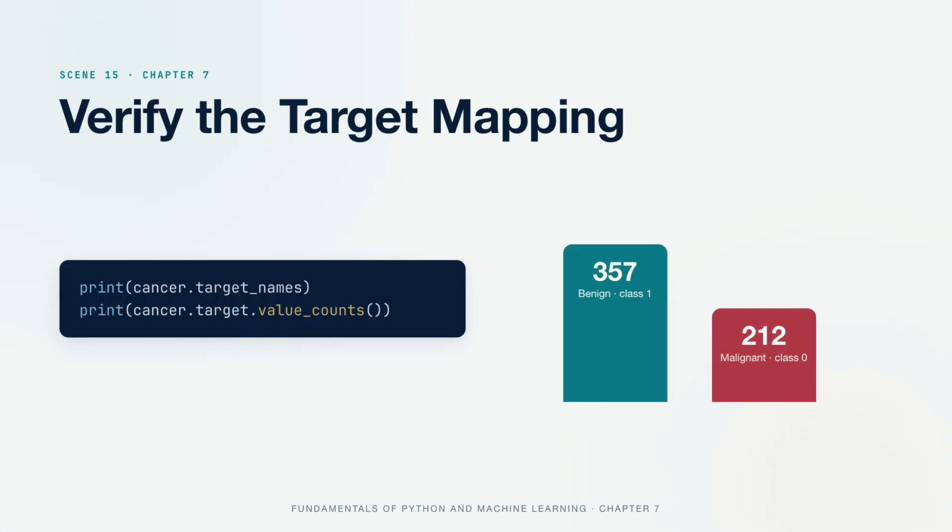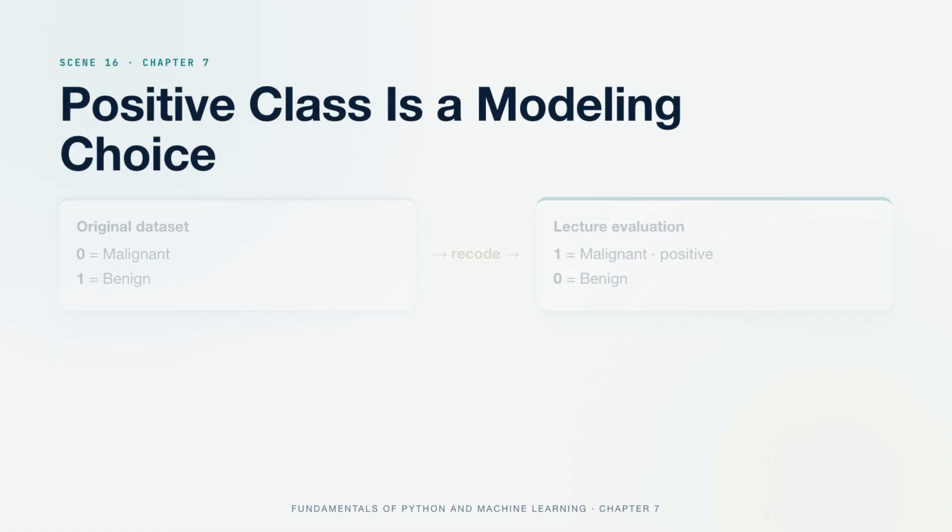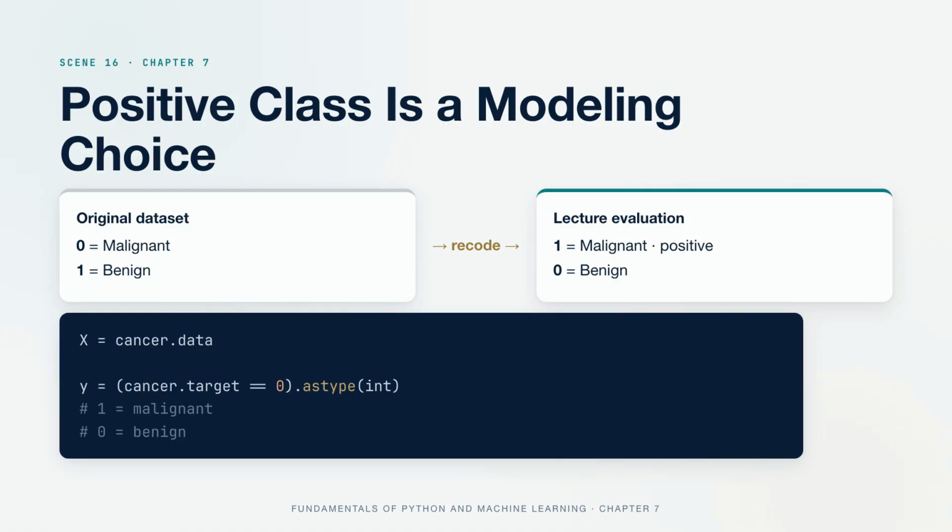A model that performs well for the more common class may still perform poorly for the less common and more consequential class. This is one reason classification evaluation requires more than a single accuracy number. Terms such as positive, negative, true positive, and false negative depend on which class we define as positive. Scikit-learn's original dataset uses 0 for malignant and 1 for benign. However, many binary classification metrics treat label 1 as the positive class by default.